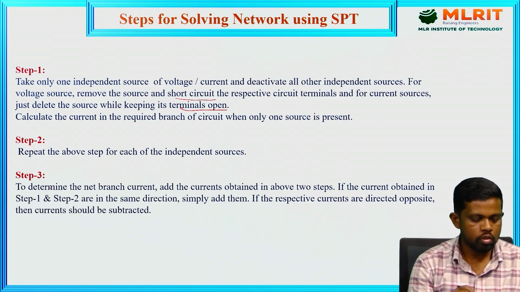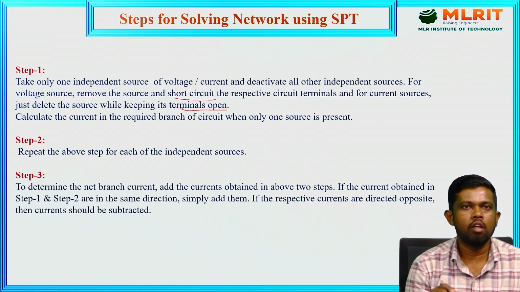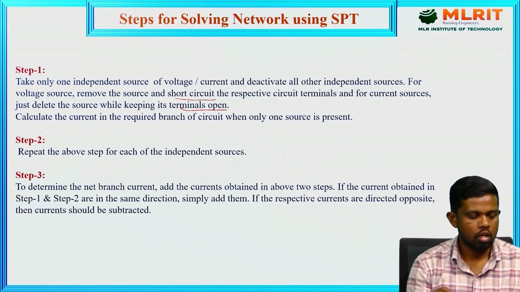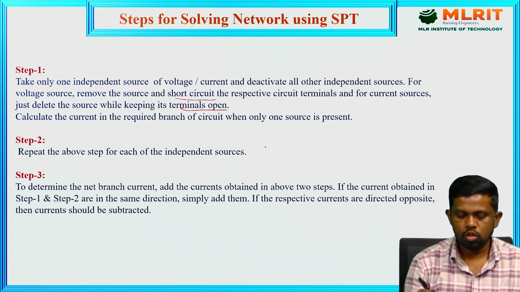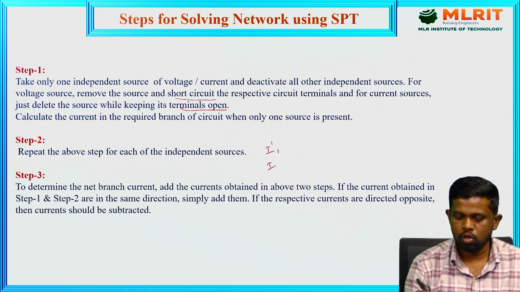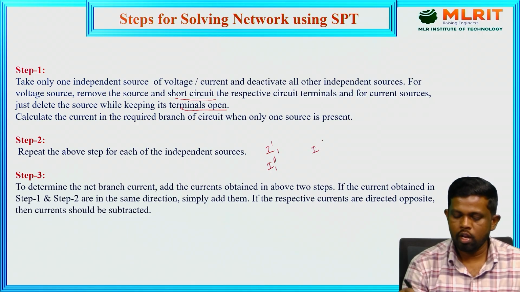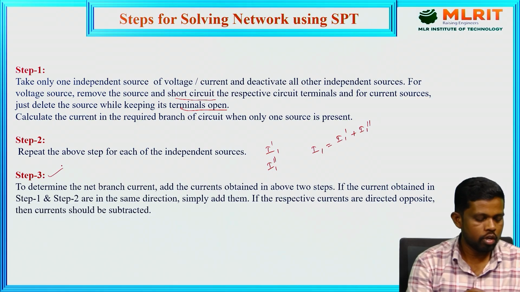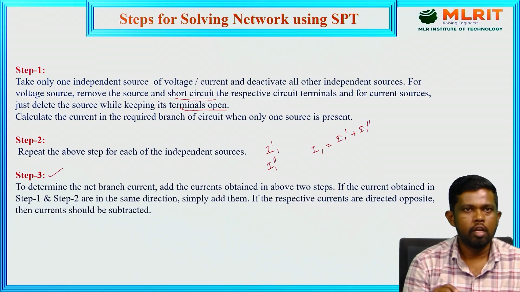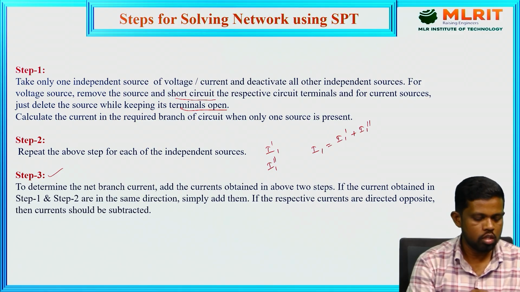The last step is to determine the current through each and every element or branch, which is the algebraic sum of the currents given by each source. If source 1 gives a current I1 dash, and source 2 gives a current I1 double dash, then the resultant current through the R1 element, I1, equals I1 dash plus I1 double dash. Like this we determine the whole response of the individual element, the algebraic sum of both responses.